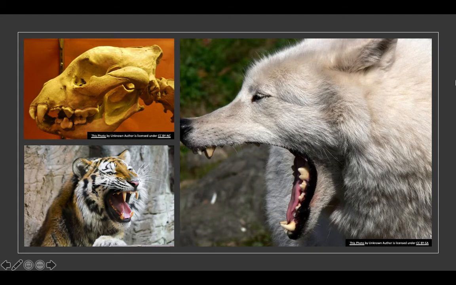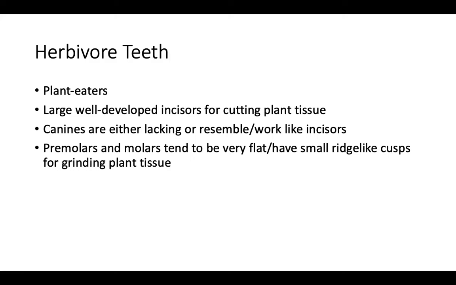So cool dudes. And then we've got herbivore teeth. Those guys are the plant eaters. They have large, well-developed incisors for cutting plant tissue generally. That can kind of vary. All of these vary. Trust me, there's never a hard rule in biology, I swear. There's always an exception. A lot of them kind of lack canines, or the canines resemble or work like incisors. Premolars and molars tend to be very flat, and they have small ridge-like cusps, which is helpful in grinding plant tissue. But remember, all this stuff can vary depending on other aspects of an animal's life history.